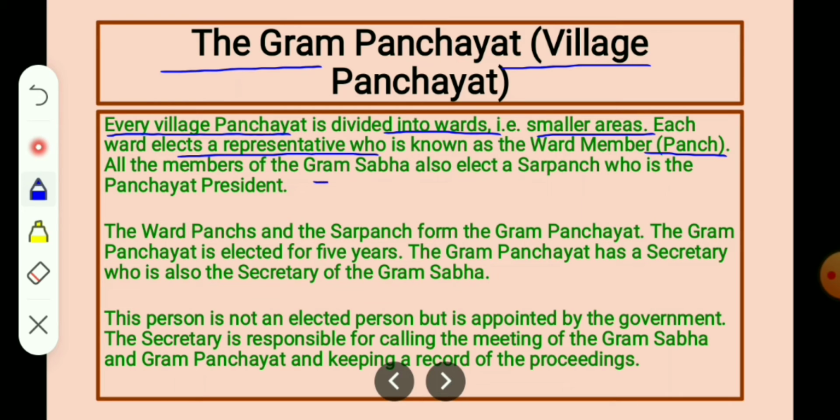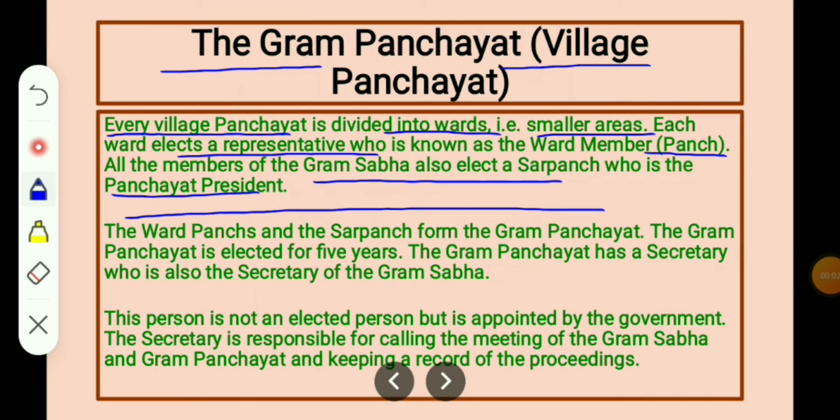All the members of the Gram Sabha also elect a Sarpanch who is the Panchayat President. All the members of the Gram Sabha means all the people who come under the area of the Panchayat. They also select the Sarpanch by voting, who is the Panchayat President. The ward Panch and the Sarpanch form the Gram Panchayat. So all the people who come under the area of the Panchayat form the Gram Sabha, and the ward Panchs, meaning each representative of the ward, and the Sarpanch together form the Gram Panchayat.